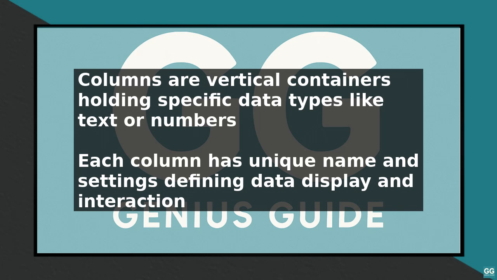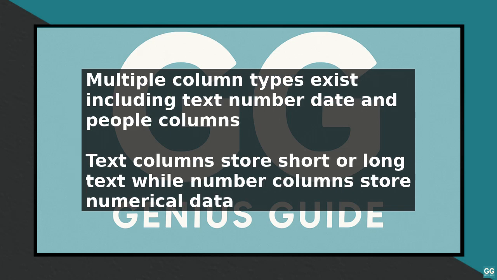Each column has a unique name and settings that define how the data is displayed and interacted with. You can add multiple columns to your board to create a customized layout that suits your needs. There are several types of columns in Monday.com, including text, number, date, people, and more.